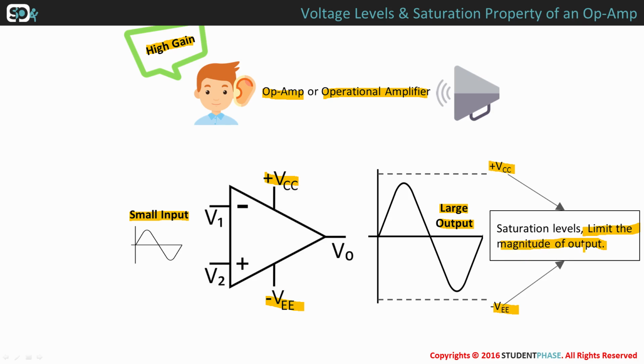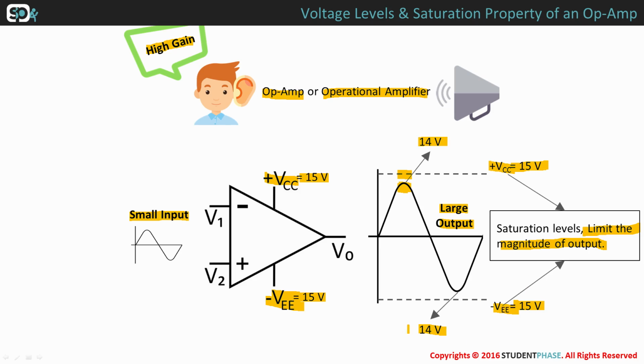Let's assume we apply plus minus 15 volts through supply voltage VCC and VEE, respectively. According to a rule, maximum output voltage is taken as 1 volt less than the supply voltage. In this example, the maximum output voltage is limited to plus minus 14 volts, since the supply voltage is plus minus 15 volts.